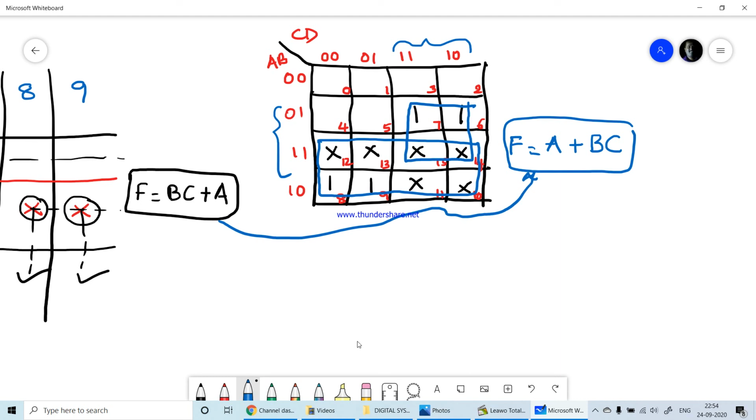Using the Quine-McCluskey method also you got the same expression. This clarifies that the method we have used and the reductions that we did using the Quine-McCluskey method are right. This is how you can cross verify whether you have done it correctly by using a K-map also. Fine. Thank you.